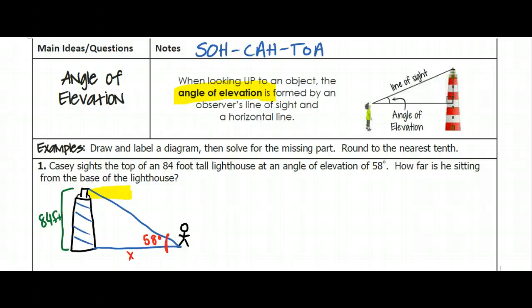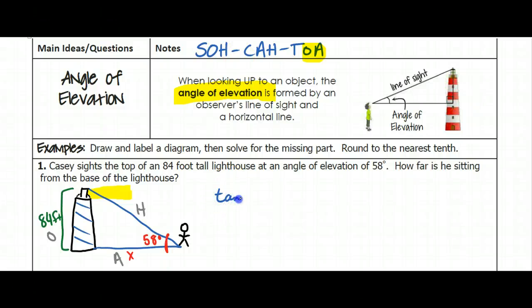All right, so now that we have the diagram drawn and Casey's still staring up at the top of that lighthouse, we can find the trig ratio that we need to use by labeling our sides O, A, and H. Notice this is definitely a right triangle. The opposite side would be the 84 feet. The adjacent is X, and here's the hypotenuse that we don't need to know. So if we have O and A for the sides that we're working with, then we can select our trig ratio based on that. Since we need O and A, a good choice would be tangent.